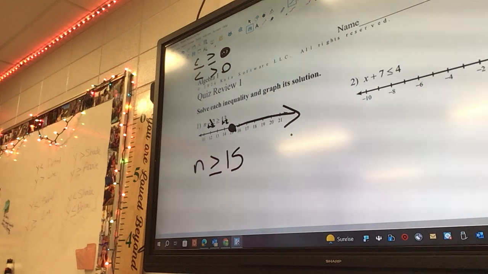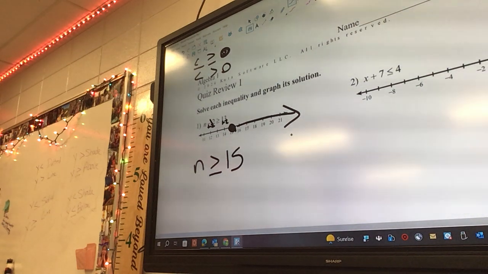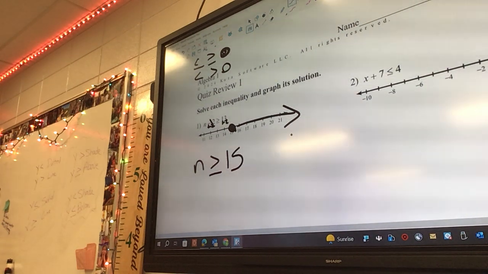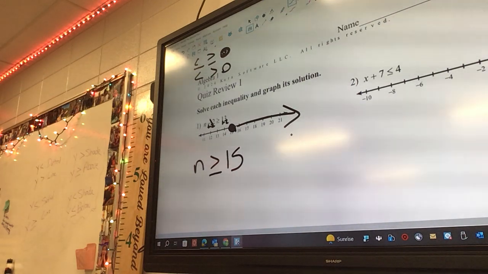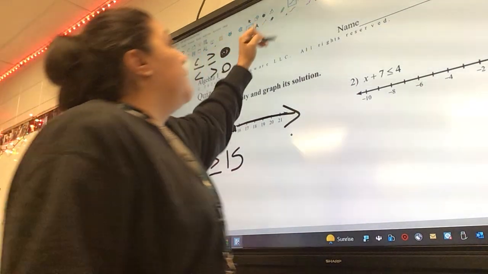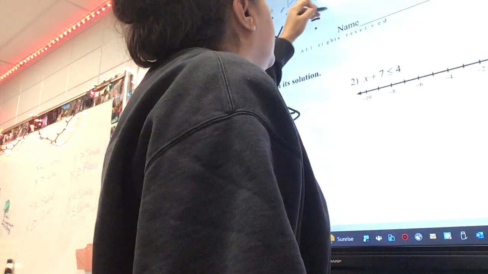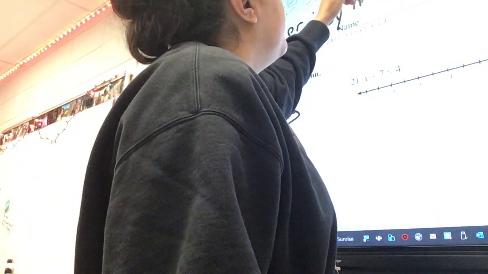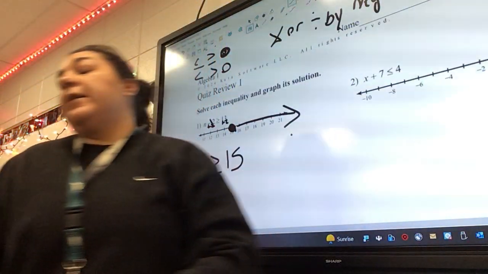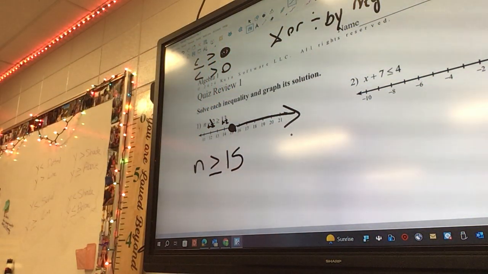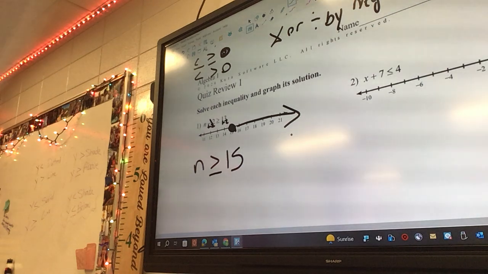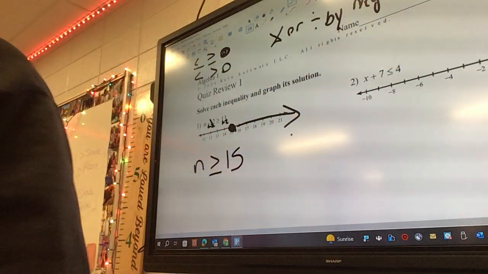When do we flip the sign? When we multiply or divide by a negative. So if you need that little note on there, okay, if you times or divide by a negative, you need to flip. If you remember it and you don't need to write it down, then don't worry about it. Okay, so if we look at number 3, what needs done?